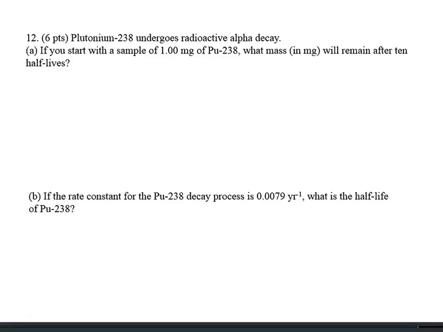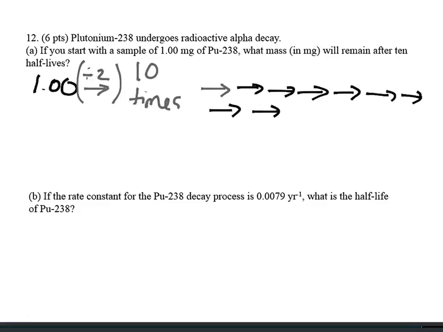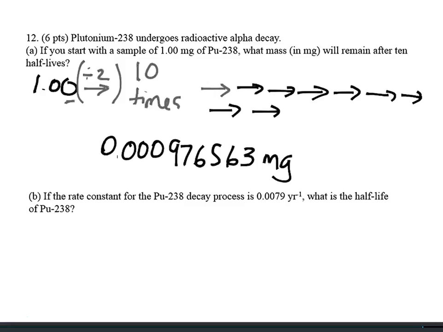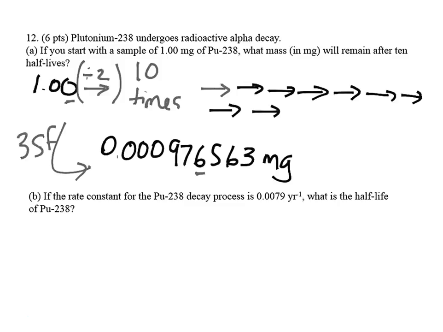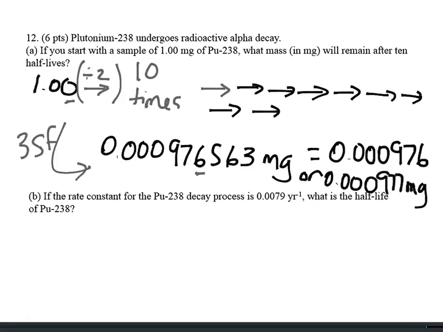Number 12, we have radioactive decay of plutonium-238. You start with 1 milligram. What mass will remain after 10 half-lives? And so you take your 1 milligram and you simply divide it by 2 10 times. Do that 10 times and you end up with 0.000976563 milligrams. Significant figures. The 1.00 that you start with has 3, except I accidentally wrote 2 and then I erased it and made it 3. So it rounds to 0.000976 or 0.000977 milligrams, depending on how you round 5. Either of those two answers are fine.